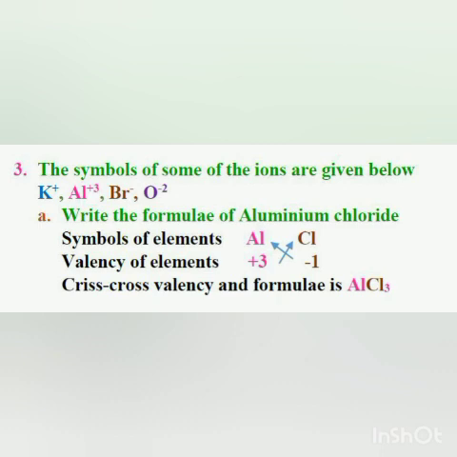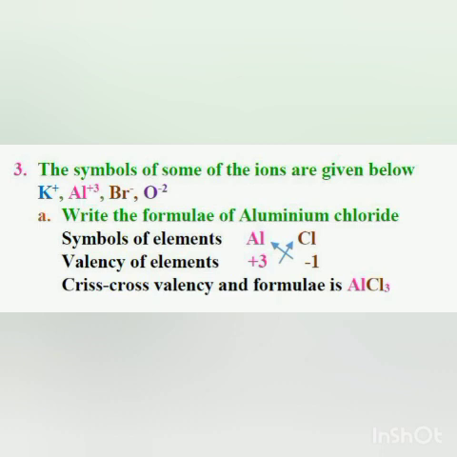Okay, now write the formula of aluminium bromide. So how will you write the formula of aluminium bromide? First, you have to write the symbols of aluminium and bromine. So what is the symbol of aluminium? That is Al, and bromine, that is Br.